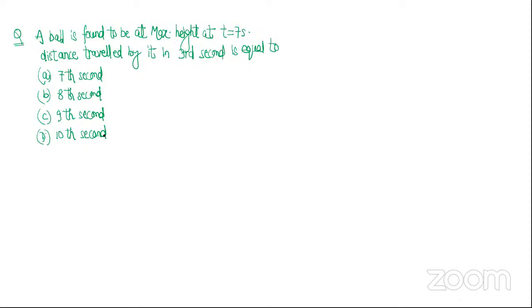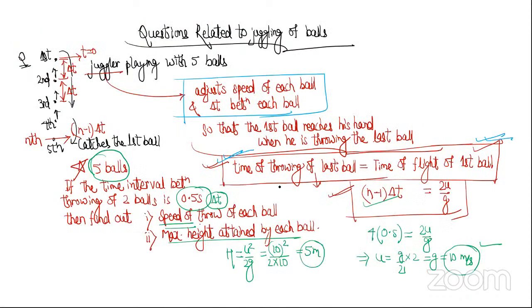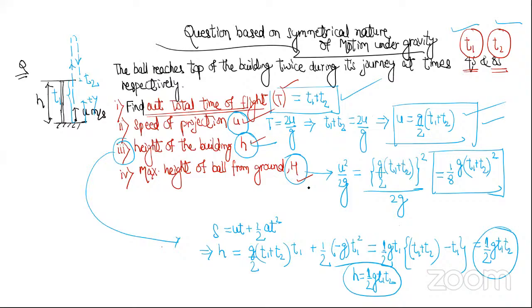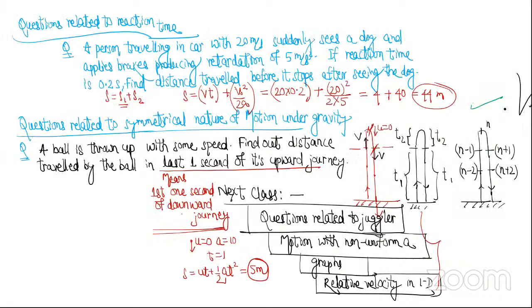This question is based on the symmetrical nature of motion under gravity. Draw the diagram. I had mentioned 3 points when I explained the symmetrical nature of motion under gravity. This is based on the third point. I'm showing you that slide. Here you see, this question is related to this.